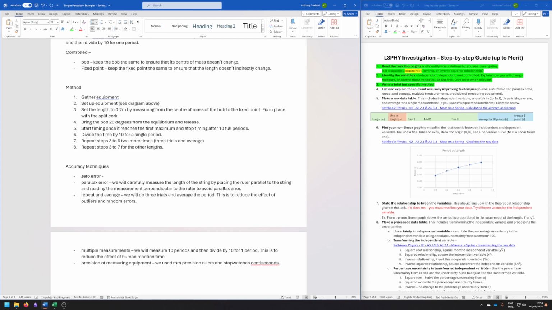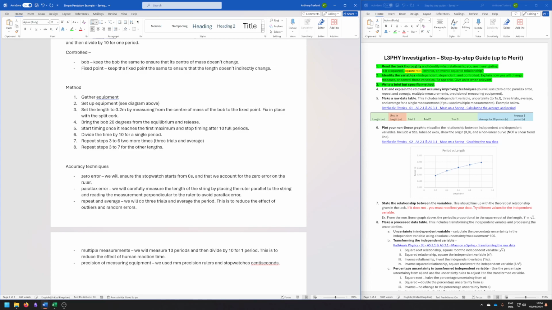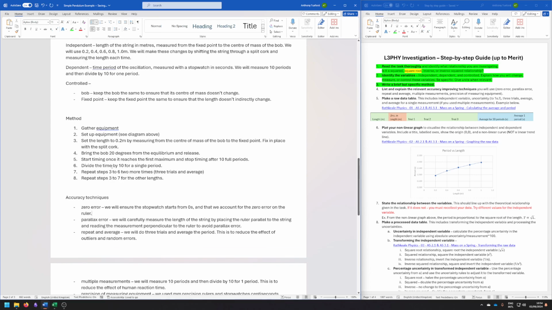And zero error, we will ensure the stopwatch starts from 0 seconds, obviously, and thinking of the ruler, right, some rulers, the very edge is 0, some of them come in a little bit, so we just need to keep that in mind. So we want to ensure the stopwatch starts from 0, and that we account for the zero error on the ruler. Awesome.